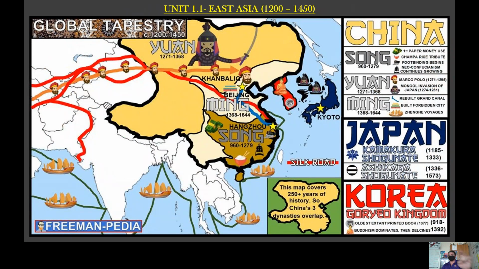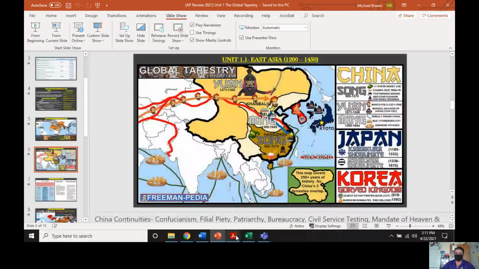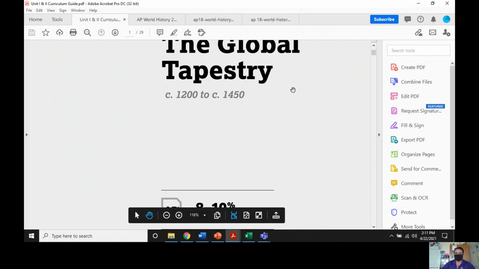Now, we're only going to get through this slide and one more, but now we're going to switch over to the curriculum guide. The reason is this gives you a good visual representation, and I want to show you what the curriculum guide's all about. It's not the most exciting read, but that's kind of a good thing.